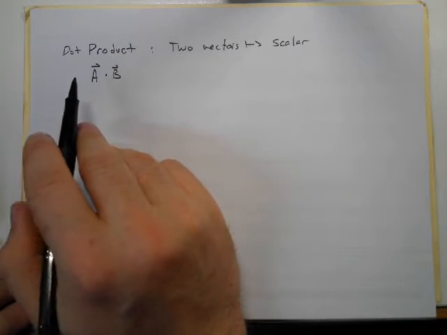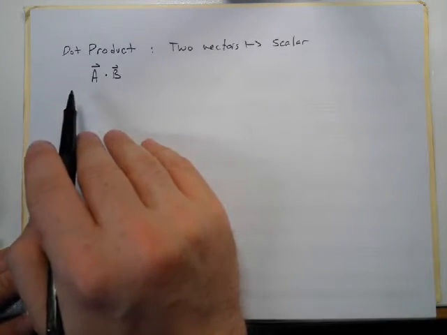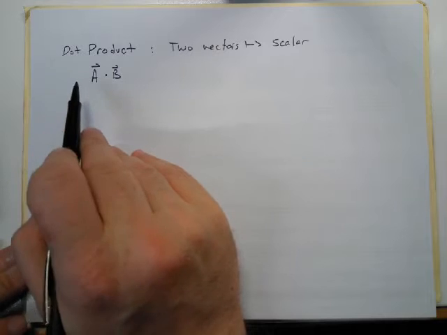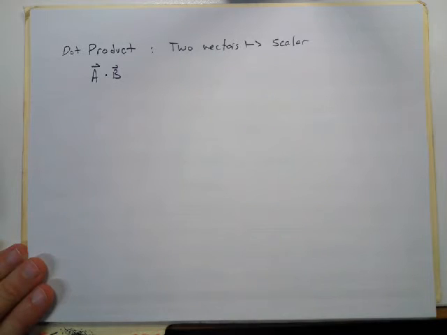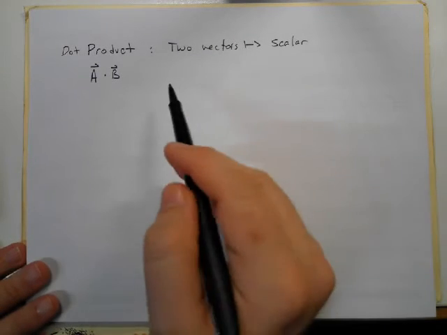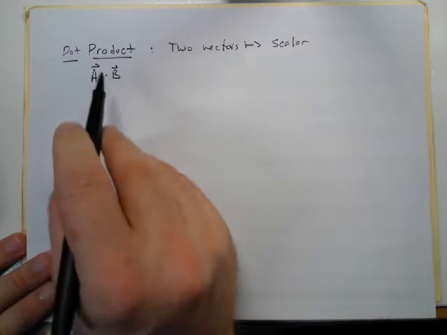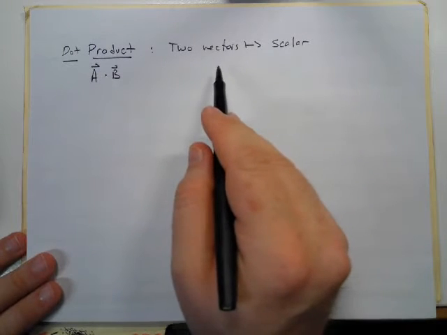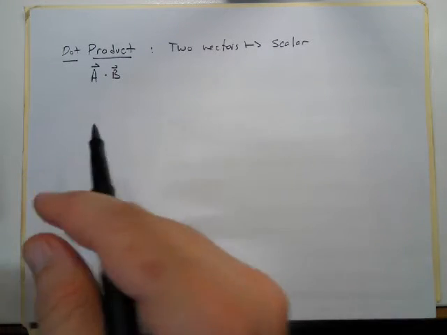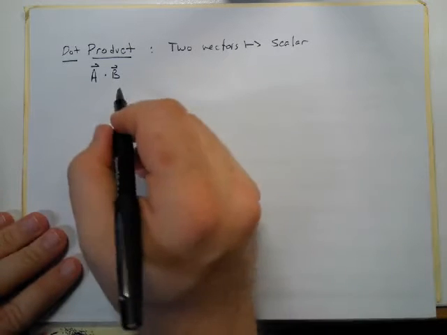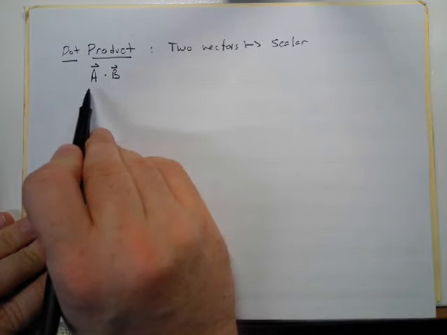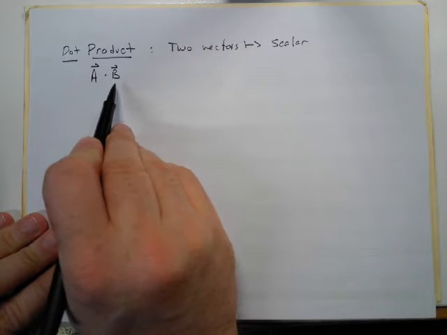We talked about adding them and multiplying one by a scalar, but we didn't talk about multiplying two vectors together. And I want to give you a definition, what's called the dot product. What that does is it takes two vectors and multiplies them and gives you a number out of it. And so we express it as vector A dot vector B.